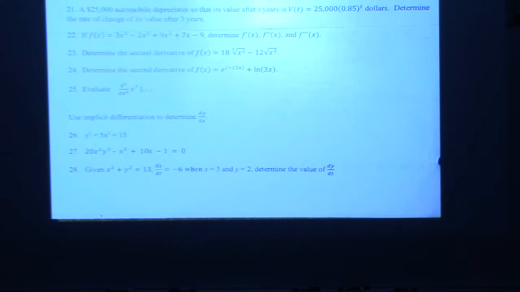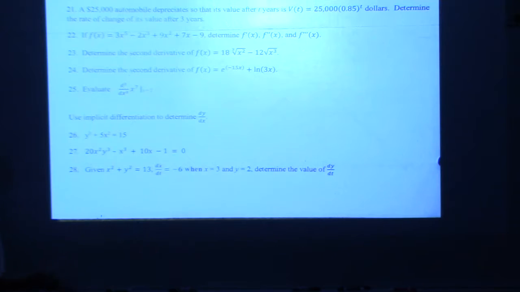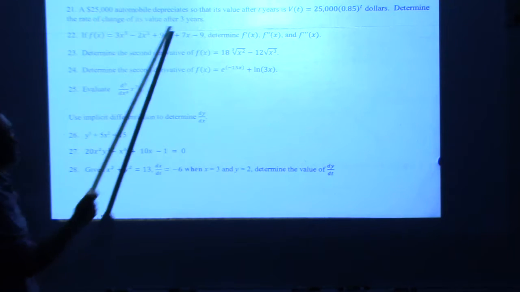What's number 21 asking? Okay, so what do they want you to do there? They give you the value of the vehicle, which is an exponential function. They ask you to find the rate of change of its value after 3 years. They just want you to take the derivative of this and then do what? Plug in 3.